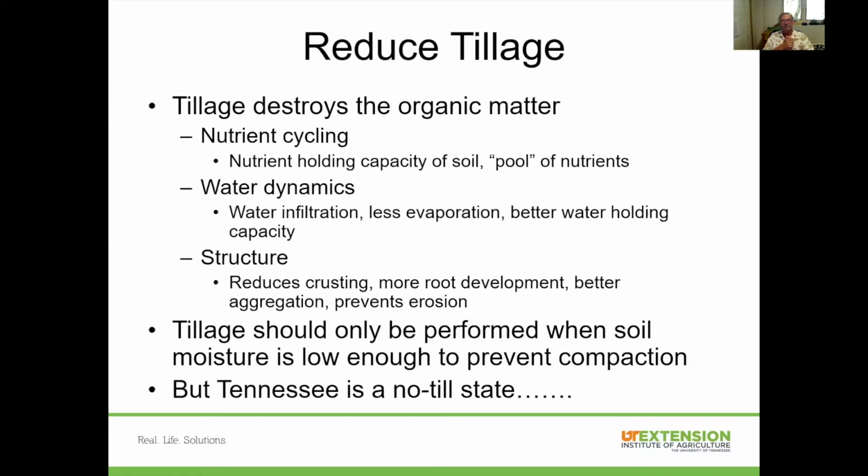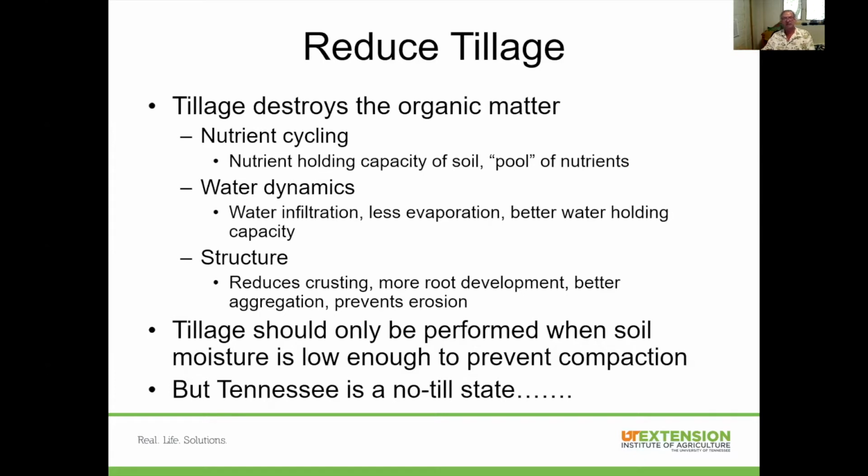The only recommendation I would make on tillage is that tillage should only be performed when soil moisture is low enough to prevent compaction. This has been an issue with people that are tilling, especially in these wetter springs that we've been having in recent years, that can also cause problems.